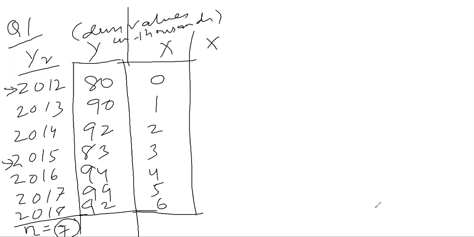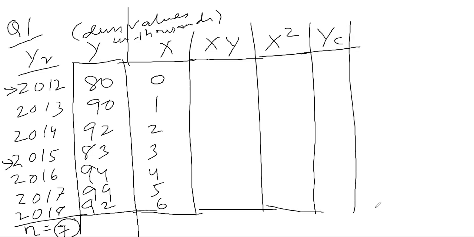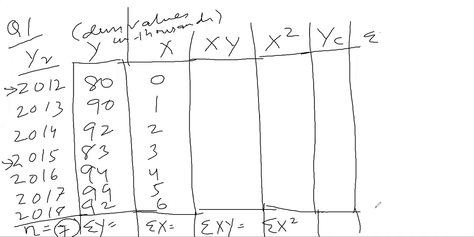Then you are going to do xy. That means you will multiply x into y to get the xy and then take the summation. Then you will have x square: square the x value and then take the summation. Then you will find the yc values, which is your average value. So you are going to get me the summation of all this. First tell me what is summation y, summation x, summation xy and summation x square. Go on telling me the values. First, what is summation y?